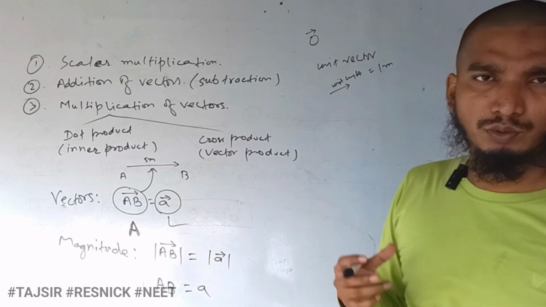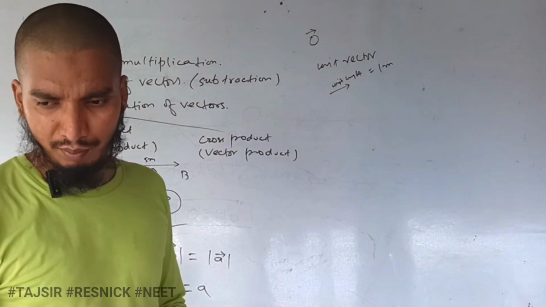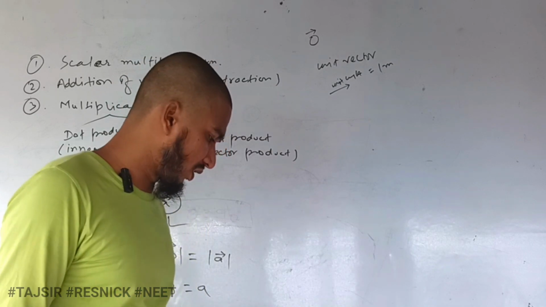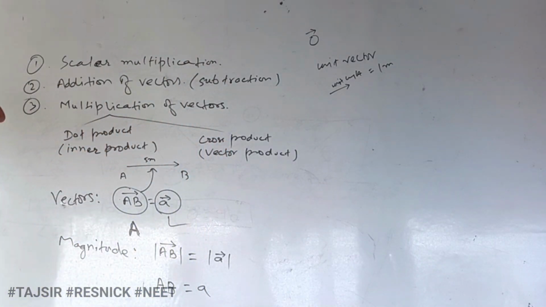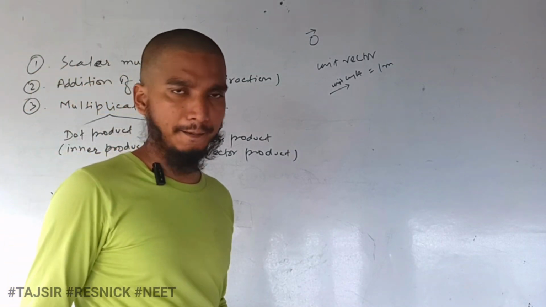The vector having a unit length is known as a unit vector. But there is not much about this which I am going to discuss. I will focus on these operations. So let us move ahead. Let us dive into scalar multiplication of vectors.